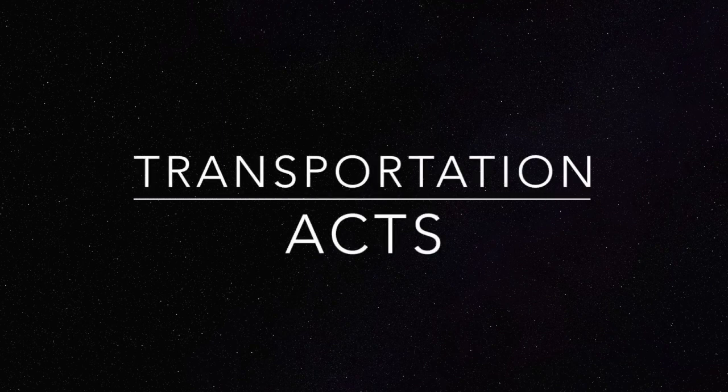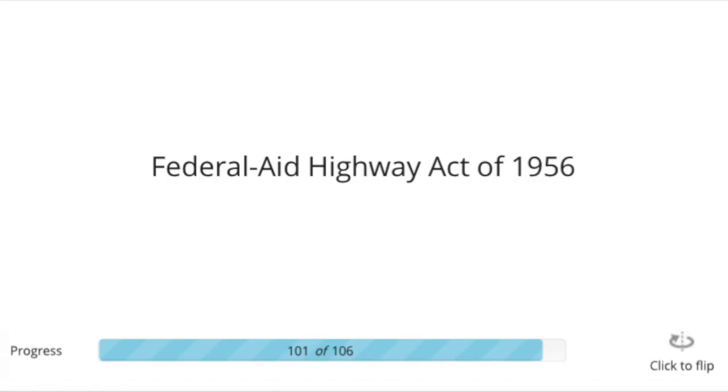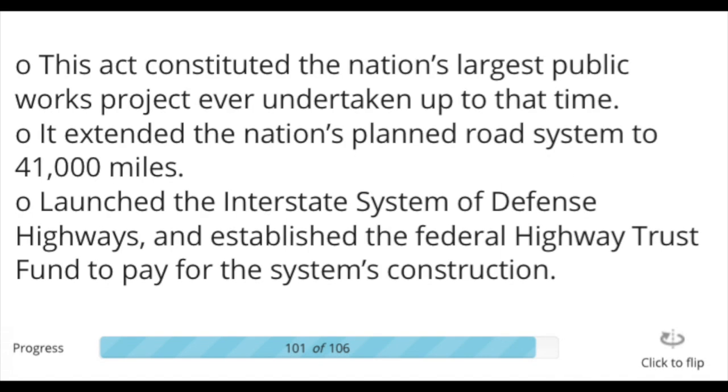And now on to Transportation Acts. The first was the Federal Aid Highway Act of 1956. This is also known as the National Interstate and Defense Highway Act, or simply the Highway Revenue Act of 1956. This came about when President Dwight D. Eisenhower signed the bill into law.